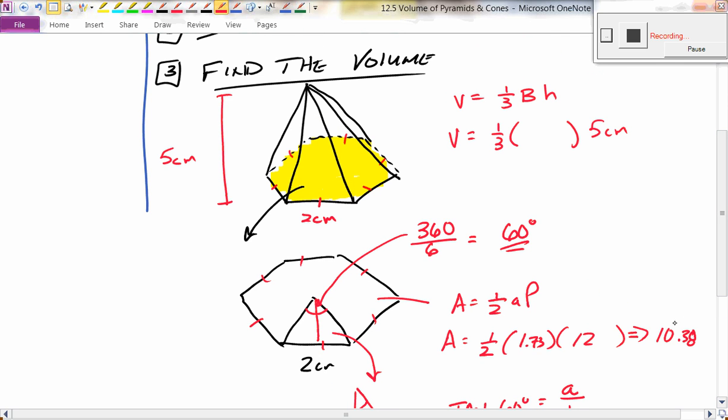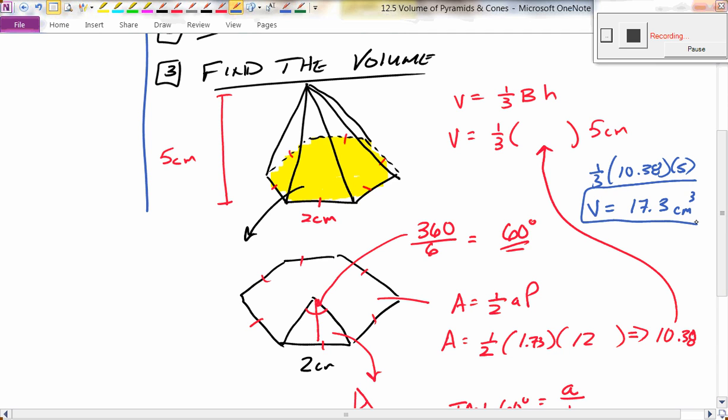Okay. So I'm going to take that information. That is the area of the base. I'm going to plug it straight into my volume formula: 1/3 times 10.38 times 5. So I get a grand volume of, help me out, who can do that? 17.3. Daisy says 17.3. Can I have someone verify that she is correct? Yes, I heard 2. Good. So that is centimeters, and notice that we're going to cube it because we're talking about volume. So we're always cubing.